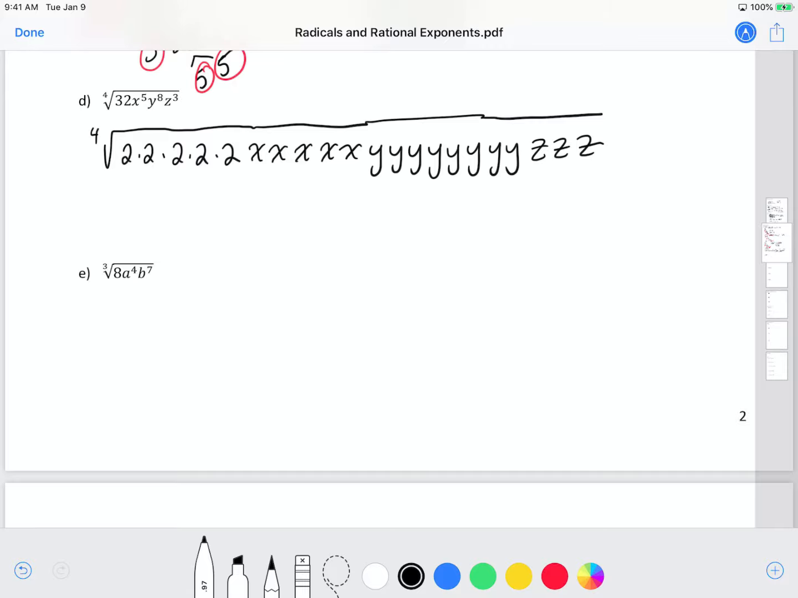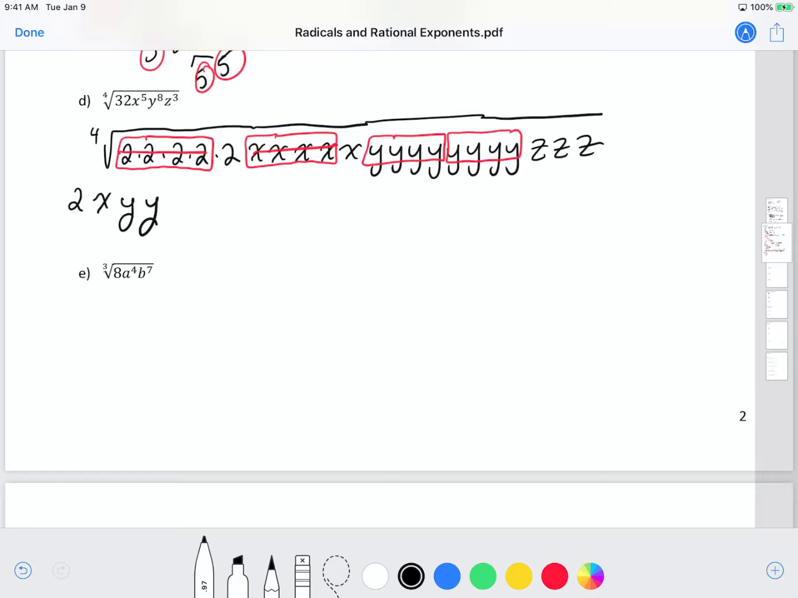Because this is the 4th root, every single time I see 4 of the same item, I can bring it outside as one of those items. So I have here a group of 4 2's. So I can take that on the outside as 1 2. I have 4 x's here. So I can take that outside as 1 x. I have 4 y's here, and then I have another 4 y's here. So I have one group of 4 y's and then another group of 4 y's. So I have 2 y's on the outside.